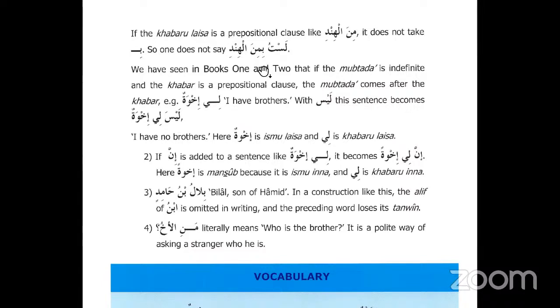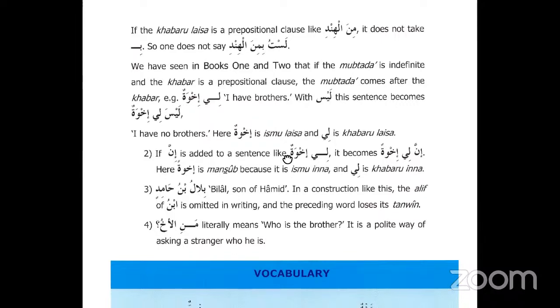We have seen in books 1 and 2 that if the mubtada is indefinite and the khabar is a prepositional clause, the mubtada comes after the khabar. Li ikhwatun, I have brothers. With laysa, this sentence becomes laysa li ikhwatun, I have no brothers. Here ikhwatun is ismu laysa and li is khabru laysa. If inna is added to a sentence like li ikhwatun, it becomes inna li ikhwatan. Here ikhwatan is mansoob because it's ismu inna and li is khabru inna.